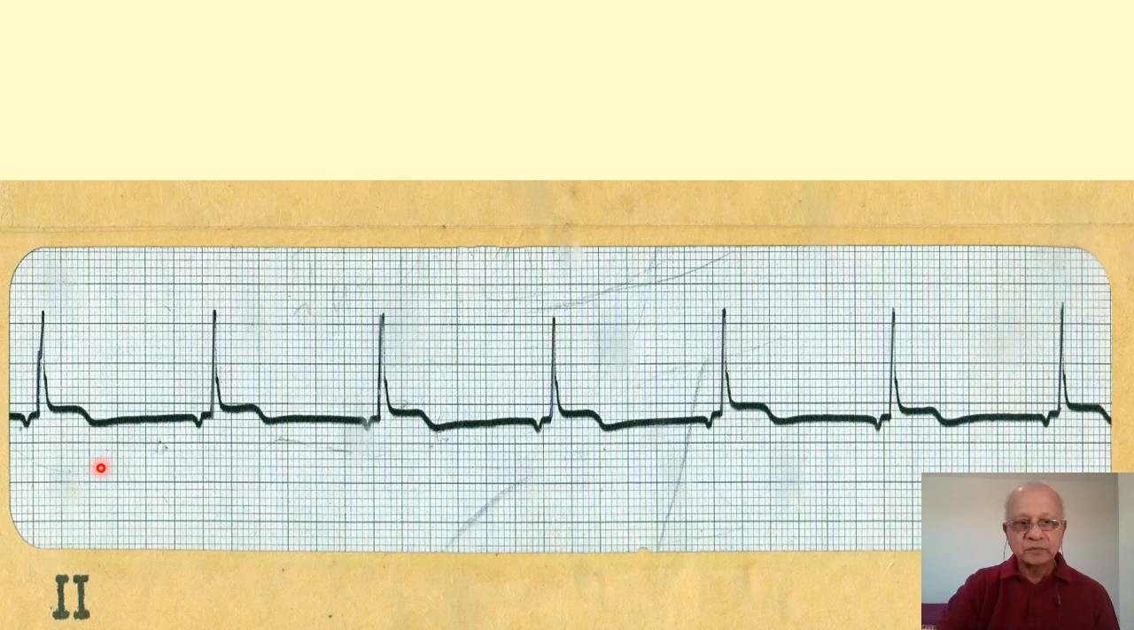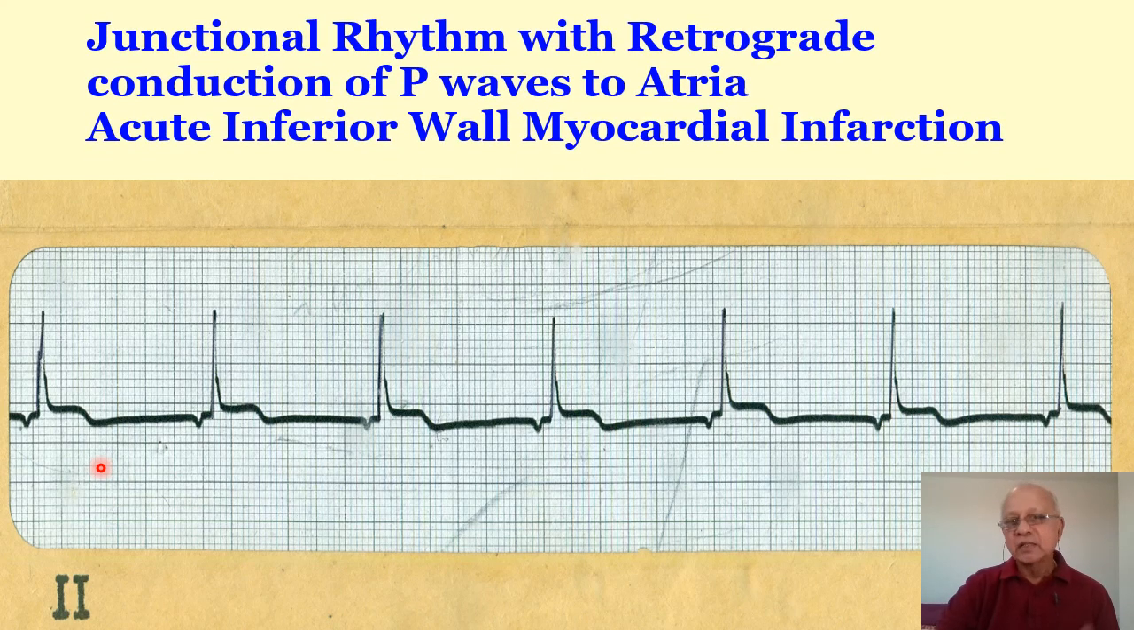So with that, we will finish today's. The diagnosis was junctional rhythm with a retrograde conduction of P waves to atria with acute inferior wall myocardial infarction, or due to acute inferior wall myocardial infarction.